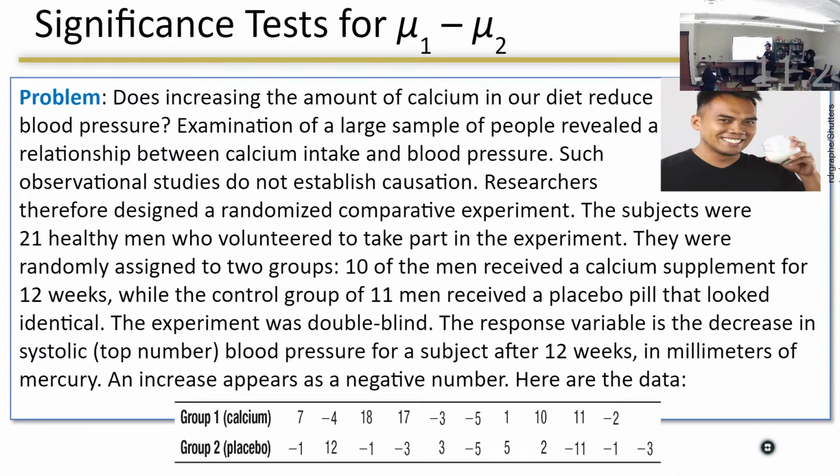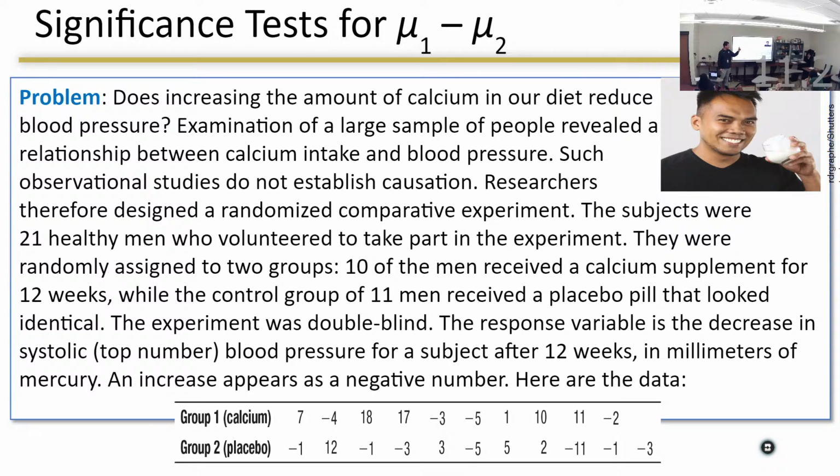Another example. I don't want to go through the entire thing. I just want to read it with you guys so you can see another example. Does increasing the amount of calcium in our diet reduce blood pressure? An examination of a large sample of people revealed a relationship between calcium intake and blood pressure. There's a relationship. Such observational studies do not establish causation. Wow, they're starting to bring up some stuff from chapter 4. They didn't have to tell you that because you guys already know that.